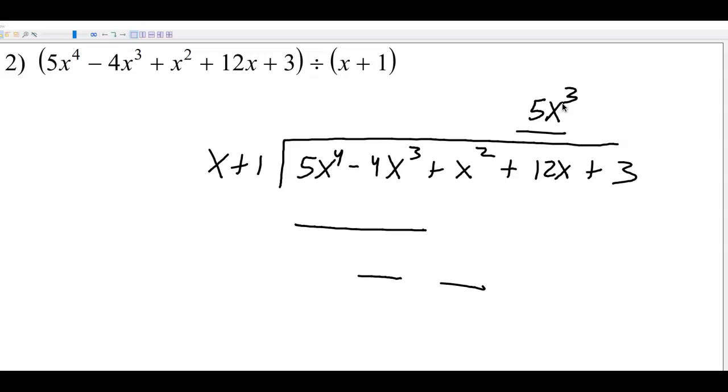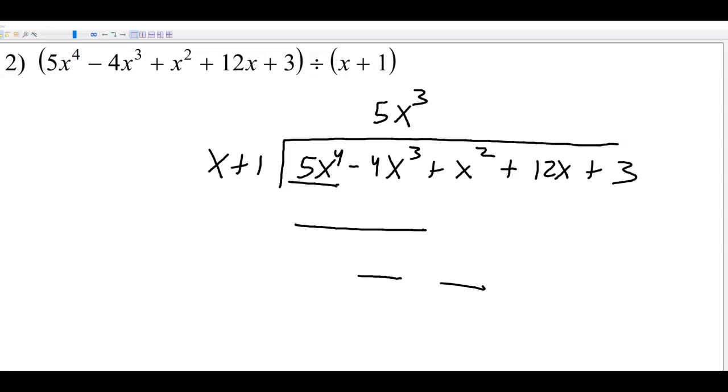So the first thing you do is ask yourself, what would I multiply this by to get this? And the answer is 5x to the 3rd. And I shouldn't have it way over there. I should probably have it over here. Let me move it over, just so we have a little more room. 5x3. It doesn't really matter, honestly, where you put it, but I do like to line them up. All right, next.